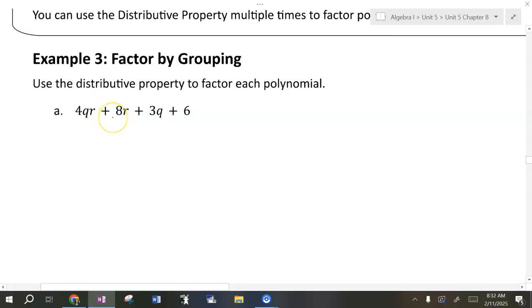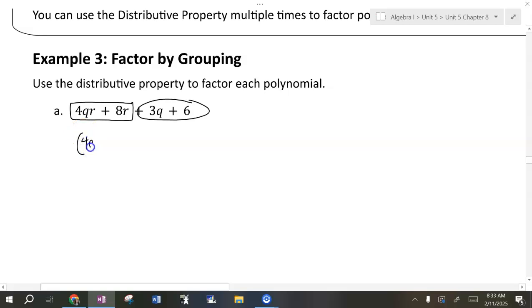So I noticed that in this polynomial, I see that the 4QR and the 8R would have a common factor of 4R. But I also noticed that 4QR and 3Q have a common factor of Q. I'm looking for what has the most in common. So I'm going to go ahead and group up these two terms because they would have a greatest common factor of 4R. And I'm going to go ahead and group up these two terms because they would have a greatest common factor of 3.